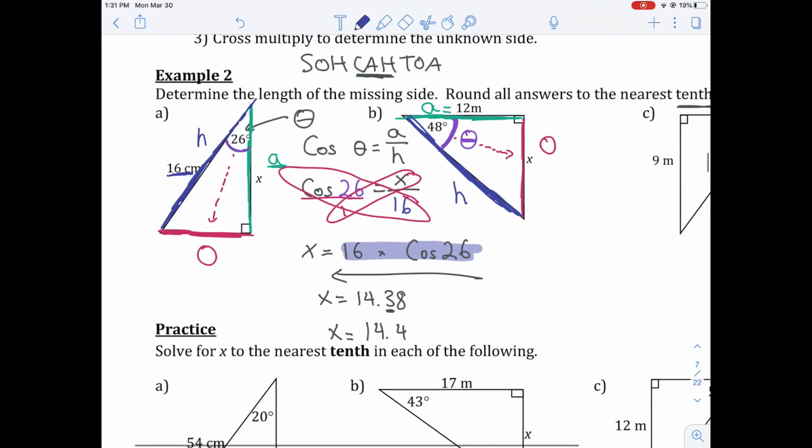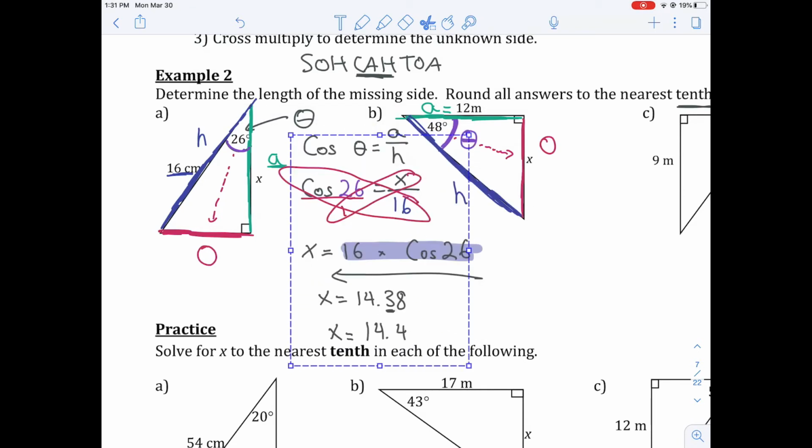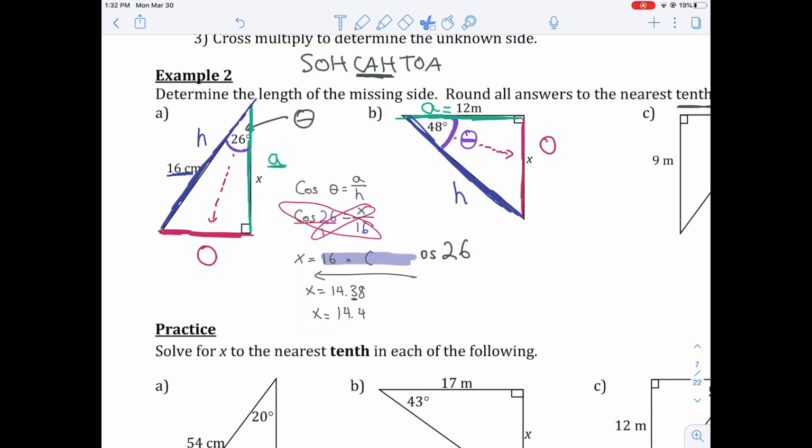After labeling your triangle, please take your information. Oops, sorry. I'll make this a little smaller. Just move that down somewhere else.